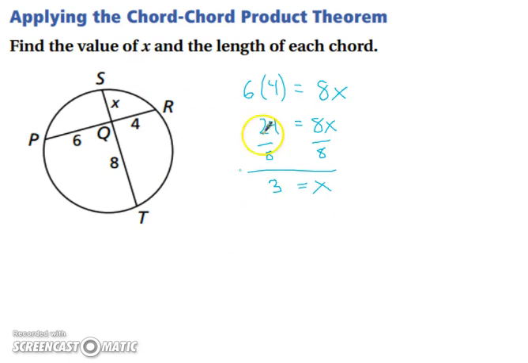Now we need to find the length of each chord. So PR is 6 plus 4, which gives us 10. And ST is going to be 8 plus our 3, which will give us 11. Let's look at a real-world application.